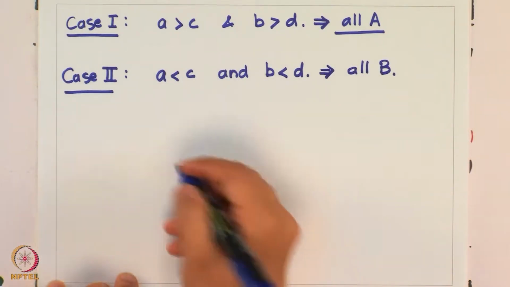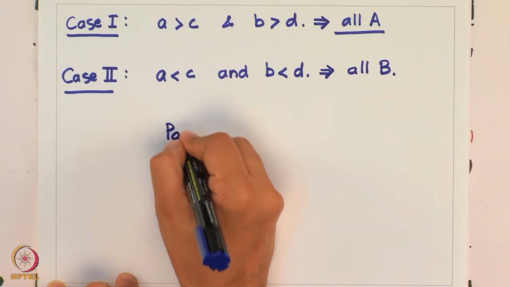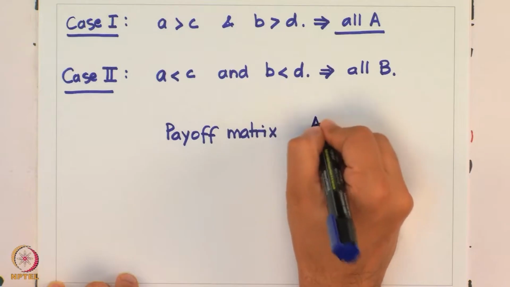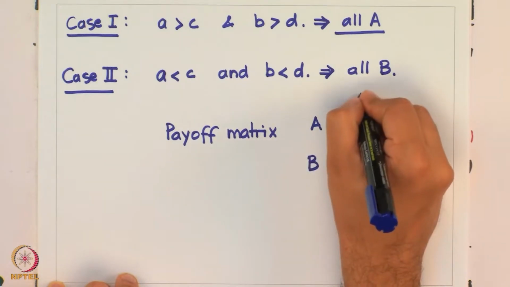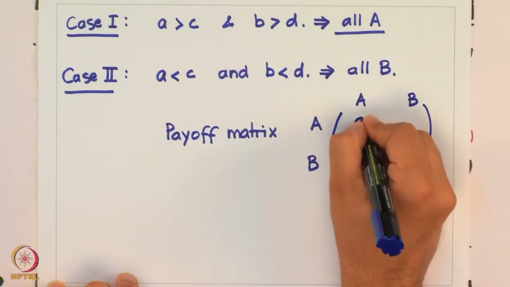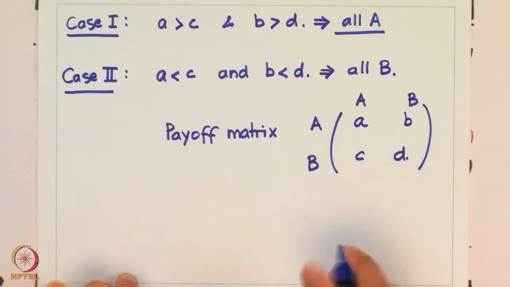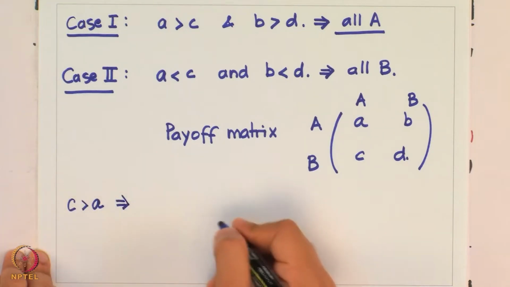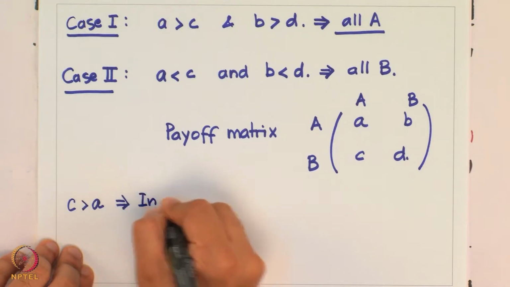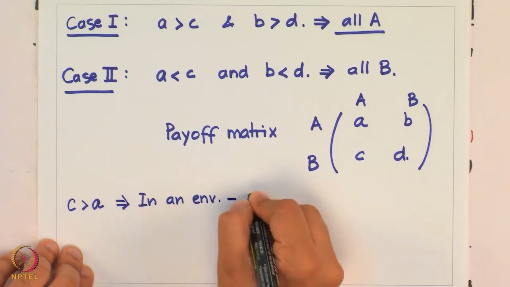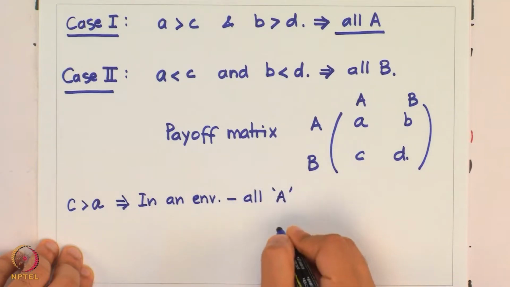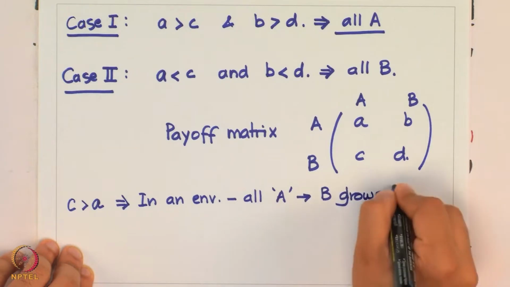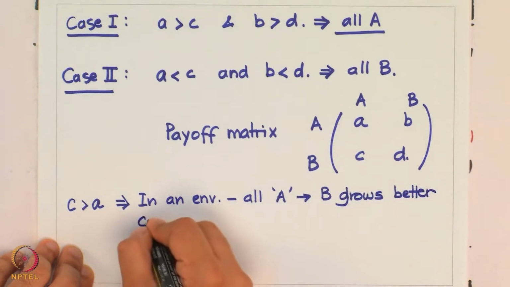One of the ways to think about this is in terms of our payoff matrix, where we are saying that when genotypes A and B grow in the presence of genotypes A and B, the associated growth rates are A, B, C and D. And when we say that C is more than A, what we are implying is that in an environment where there are all A's, in this particular environment B grows better compared to A.